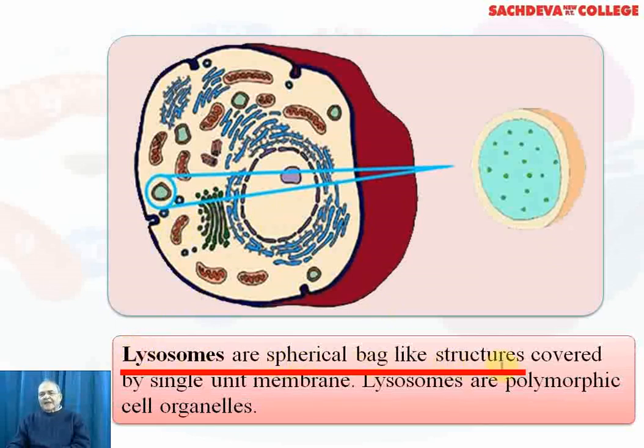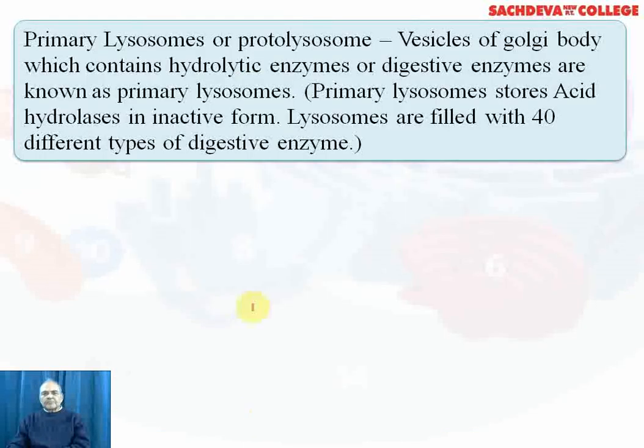lysosomes are spherical bag-like structures covered by a single unit membrane, and lysosomes are polymorphic cell organelles. That is, you will study primary, secondary, residual bodies, and autophagosome. Primary lysosomes are protolysosomes. They are vesicles of Golgi body which contain hydrolytic enzymes or digestive enzymes, known as primary lysosomes, and these primary lysosomes store acid hydrolases in inactive form, and they contain approximately 40 different types of digestive enzymes.